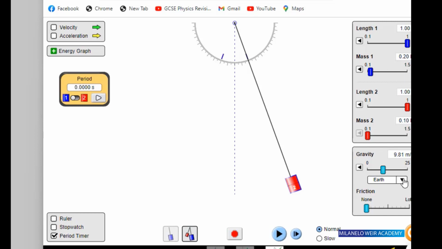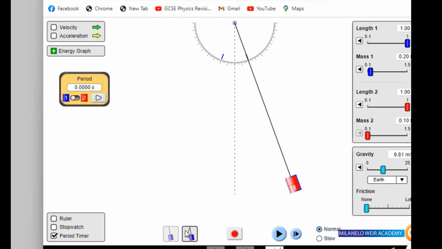Then we have gravity. We can change gravity here from 0. When the gravity is 0, there won't be any movement. So from 0 to 25. Also, we can choose here gravity on the moon, on Earth, on Jupiter, planet X. Then we can choose our own, right? So let's choose Earth, our planet. The gravity is 9.81 meters per second squared, right?